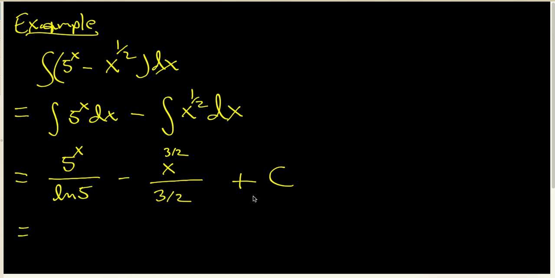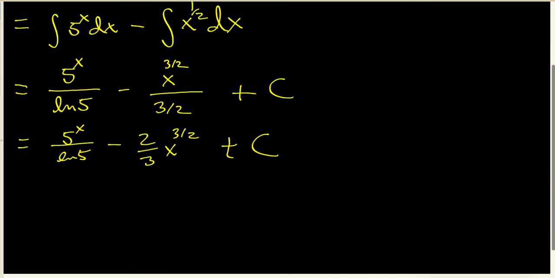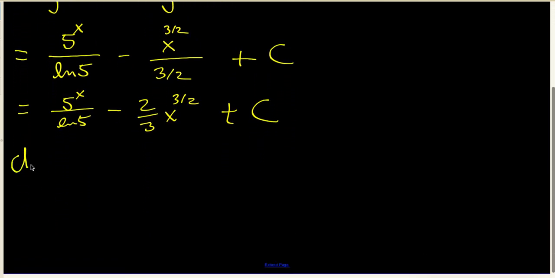And I just want to clean this up a little bit. We have 5 to the x over ln 5 minus, when we do an invert and multiply, we're going to get 2/3 times x to the 3/2 plus any constant that I want to add for my constant of integration. Again, I want to do the check. So let's check my answer by differentiating it.